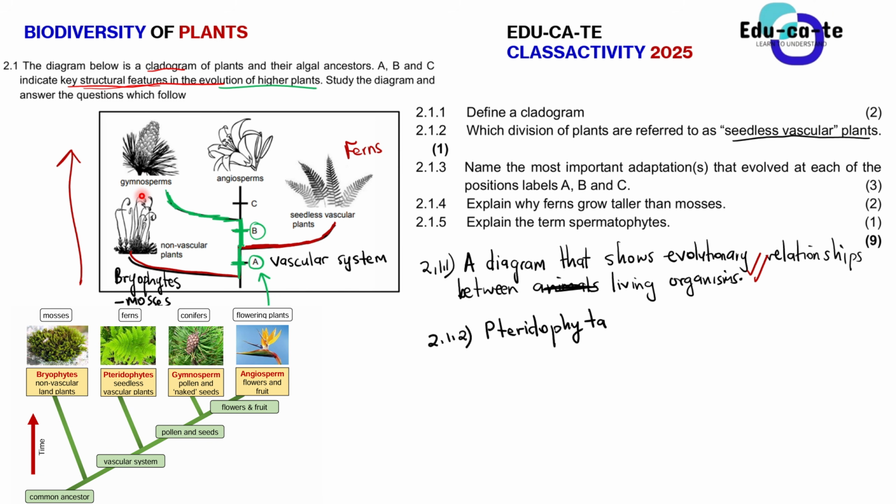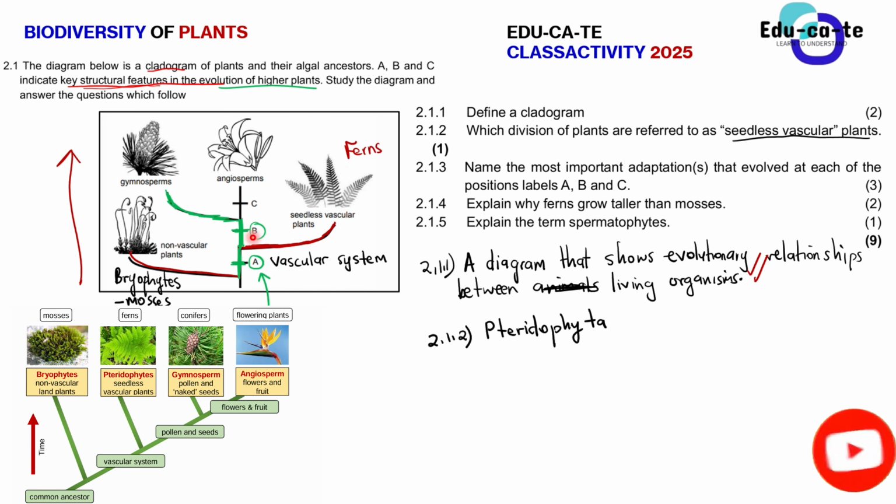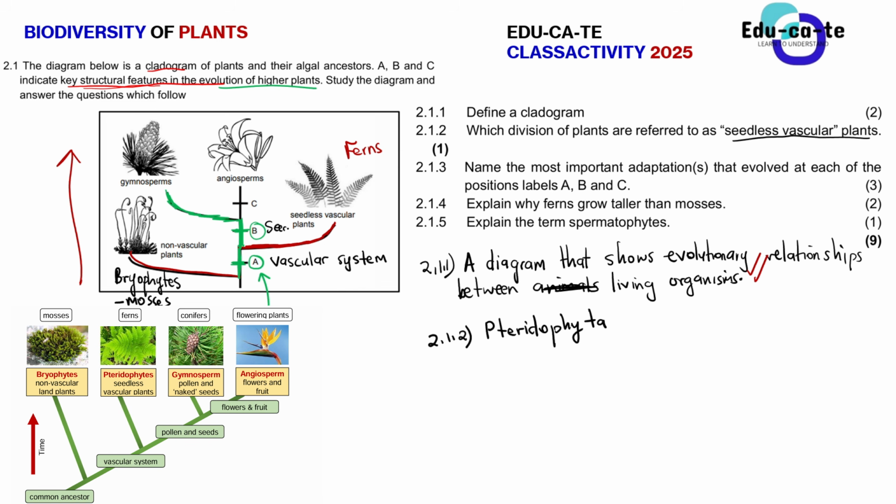You already need to know this cladogram, guys, without even being coached in this way. You need to know that from bryophytes to pteridophytes, there was a development of a vascular system. From pteridophytes to gymnosperms, there was a development of seeds. So for gymnosperms to be different from pteridophytes, they developed seeds.